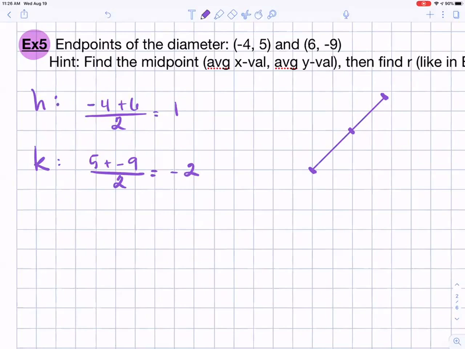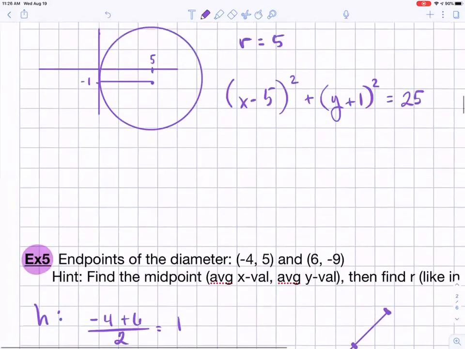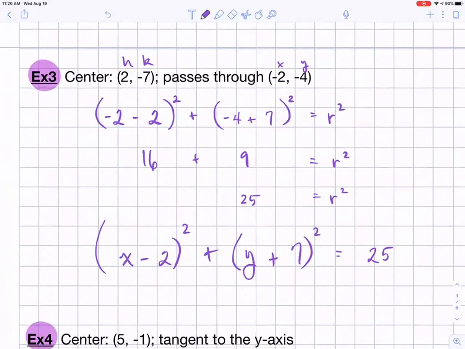Now, what are the 3 things I have to have to write the standard equation? H, K, and R. How many times have I asked you that question today? Do you think maybe it's important? It's one of those things where if I can keep drilling it into you, maybe you'll remember it, right? Okay, so the next hint, because I've got my H and K now, says go find R the same way that we did in example 3. Let's go back to example 3 because that's been a long time ago. I forget what we did. Example 3, I had my center, just like I've got my center for the current example. And then I had a point that the circle passes through.